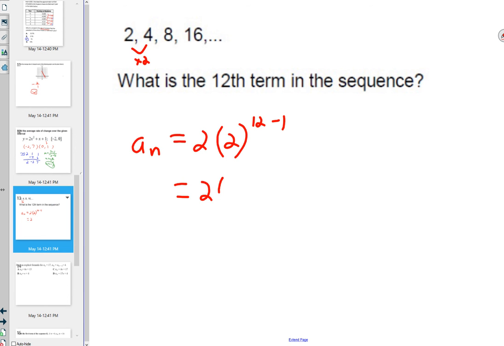So that's basically the same thing as saying 2 times 2 to the 11th. Since it just happens to be that the first number is the same as the common ratio, if I multiply 2 times itself 11 times, but then multiply it by 2 again at the end, I'm really just doing 2 to the 12th. So what's 2 to the 12th? Ready, set, calculate. 4096.